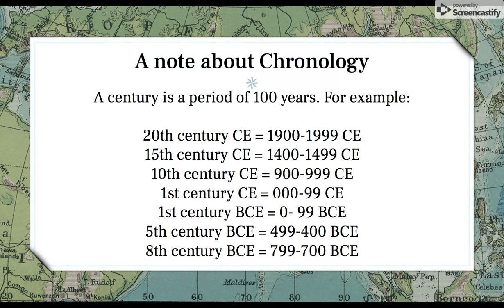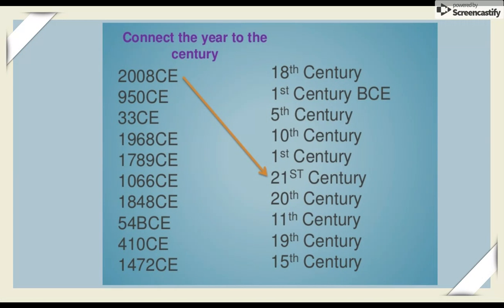Where it gets a little bit confusing is the 1st century CE is the year 0 to 99, and the 1st century BCE is also the year 0 to 99, but it just goes backwards. And then again, you'll see that the 8th century BCE is the 700s. So again, in BCE, always subtract 1, and that's the actual years that we're talking about.